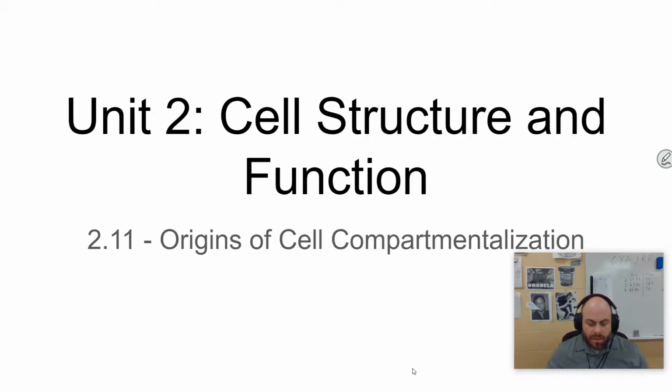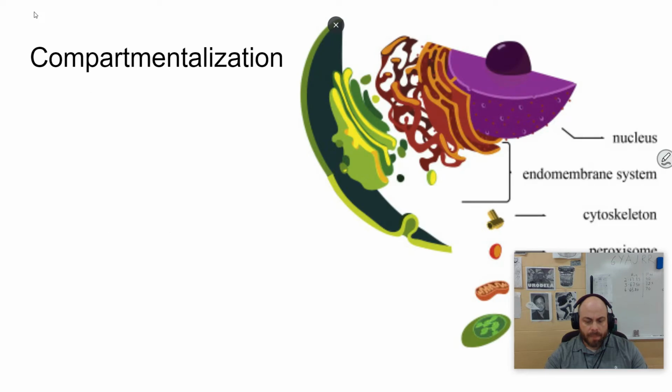All right, in this video, we'll be looking at the origins of cell compartmentalization. So how did these different compartments of the cell membrane and how did these different organelles arise in eukaryotic cells? Again, just a reminder what compartmentalization is: this division of the eukaryotic cell into separate compartments so that different sorts of metabolic processes and things can occur.